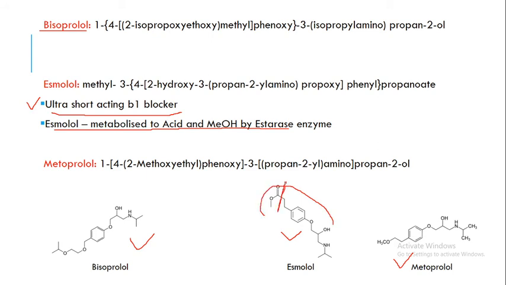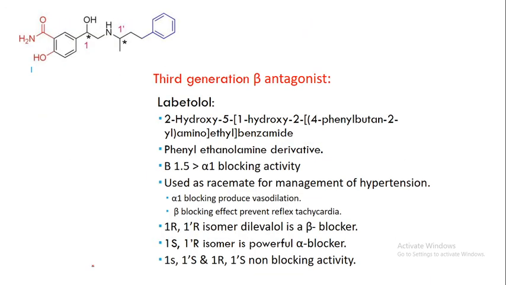Here hydrolysis occurs, which converts it into the acid as well as methanol. So the methanol moiety is removed from here, and from here the acid moiety is removed by the esterase enzyme. Now third generation beta antagonists, so the drug is labetalol. This is the structure of labetalol, where two chiral centers are present. It is called a phenyl ethanolamine derivative, because this is a phenyl, this is an ethyl chain, and amine plus hydroxy groups are there.